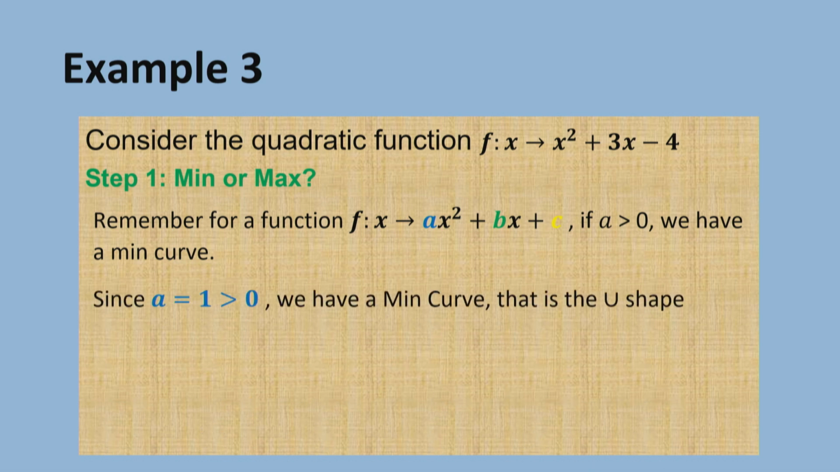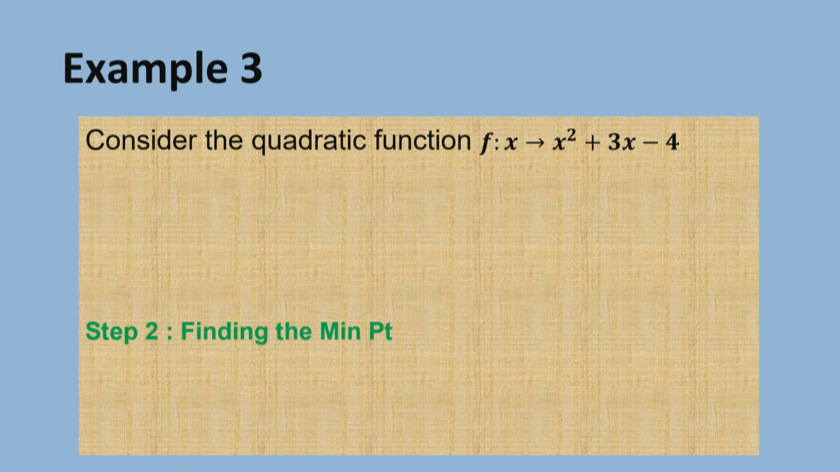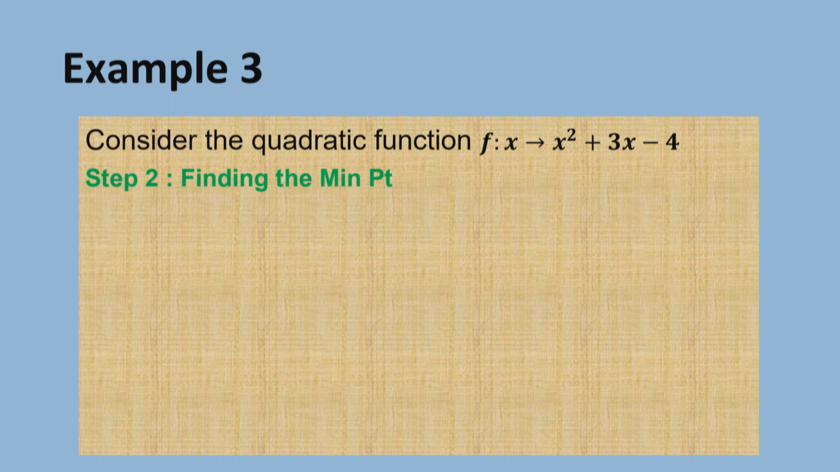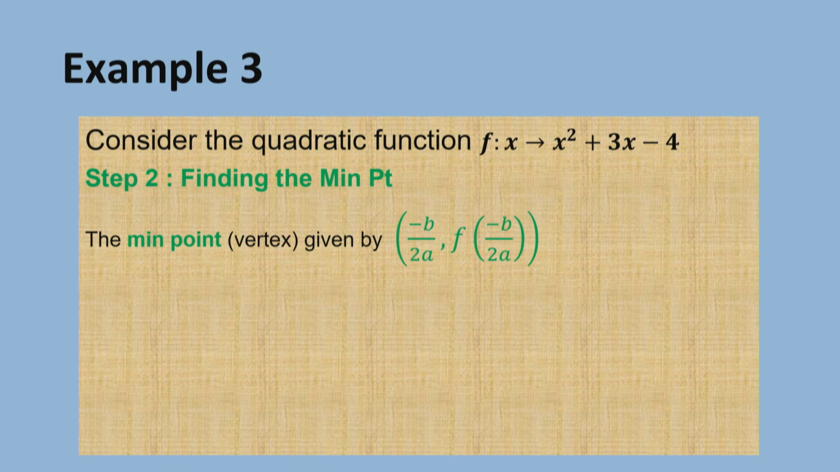Now, the minimum curve is the U shape. You know that now. So, what do we need to do? Well, you need to find the minimum point. How are we going to do that? Let's use the vertex method. That is, the value for the minimum point will be given by minus b over 2a and f of minus b over 2a. So in the function, a equal to 1, b equal to 3, and c equal to negative 4.